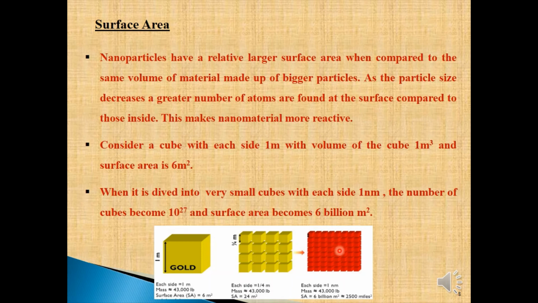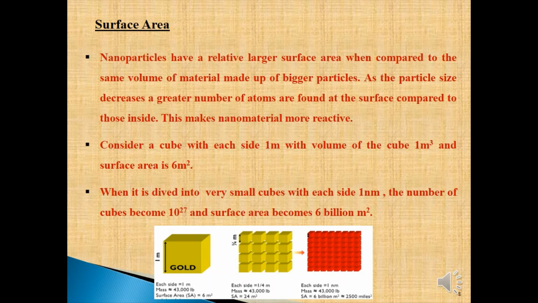So we can see in the below diagram the size comparison of gold nanomaterial at the bulk scale and at the nanoscale. We can conclude that as the size decreases, larger surface area is seen compared to the bulk material. As the size decreases, a greater number of atoms are found at the surface when compared to those inside. Because of that, nanomaterial becomes more reactive.